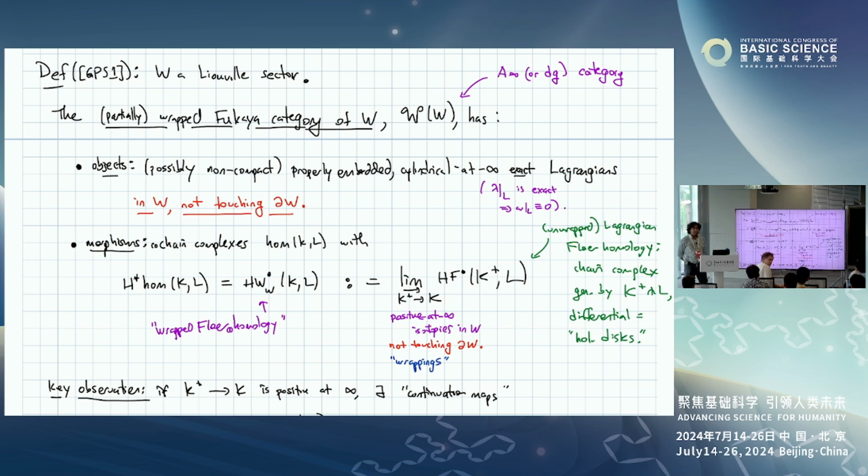Yeah, cotangent fiber of a point's a perfectly fine object, basically. Thank you for the question. I appreciate the clarification.